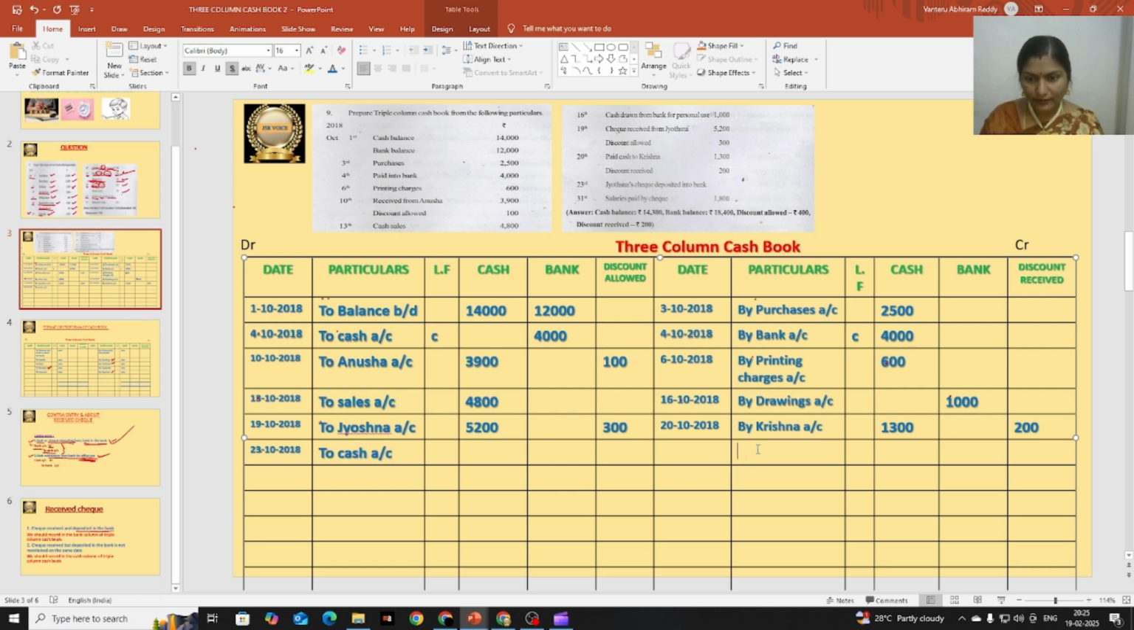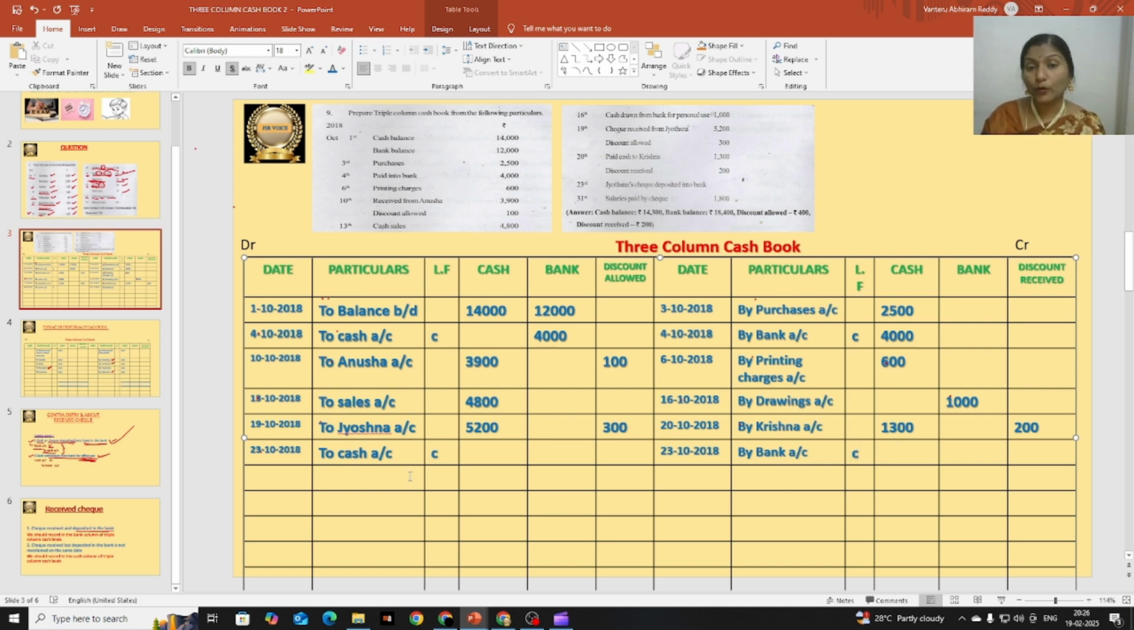And on the credit side what do we write? By bank account. Both the sides have the same date, 23-10-2018. Credit side also the same date. And since this is a contra entry, on both the sides we should mention C. A contra entry transaction should be denoted by the letter C. So on both the sides I am writing C here.